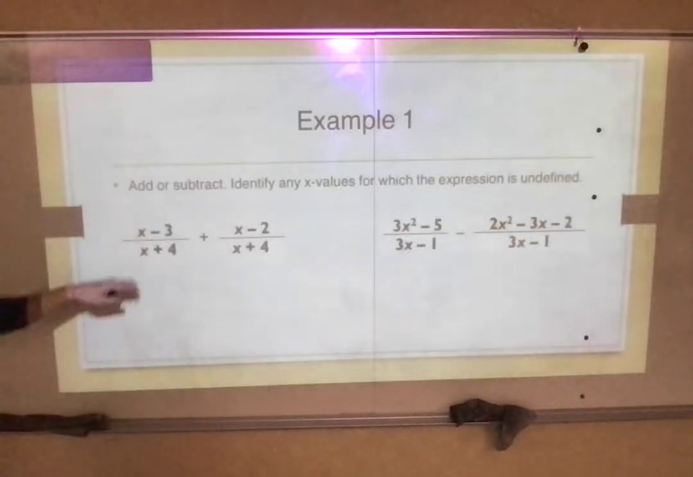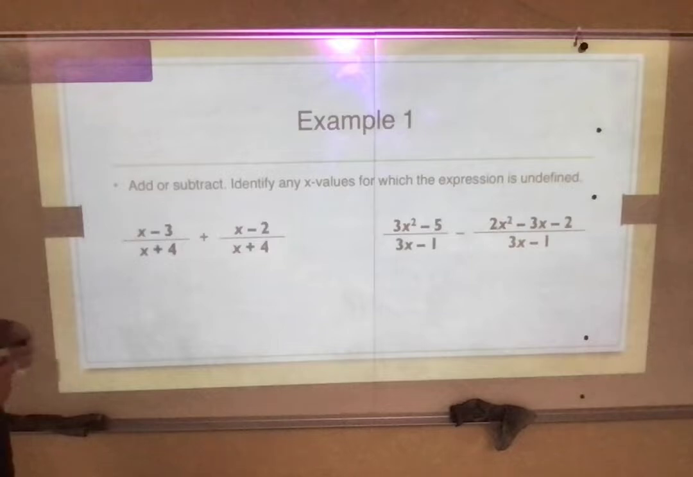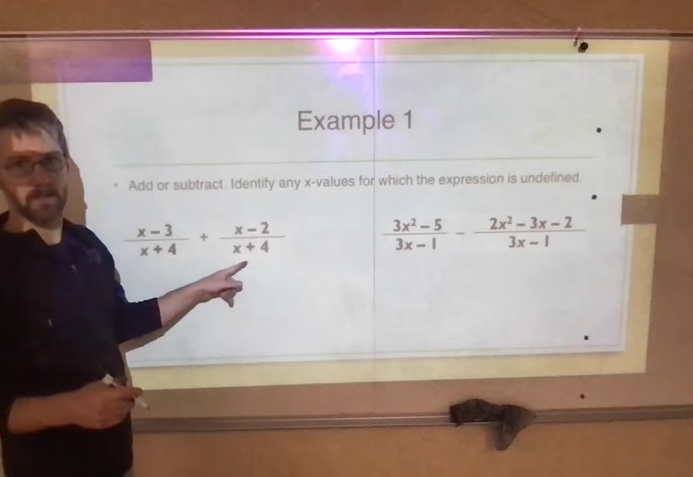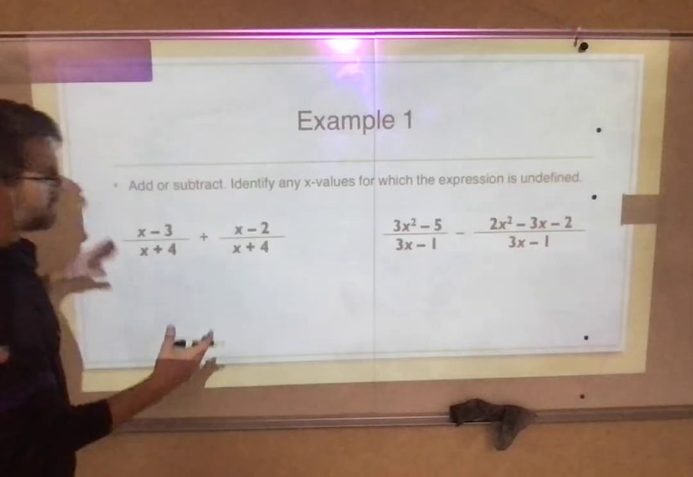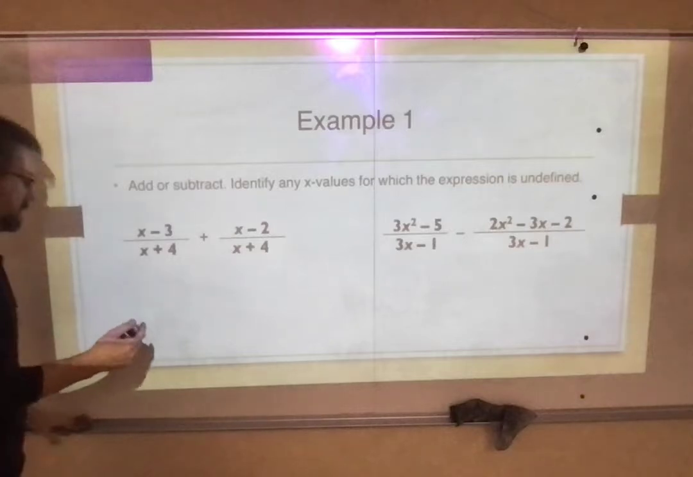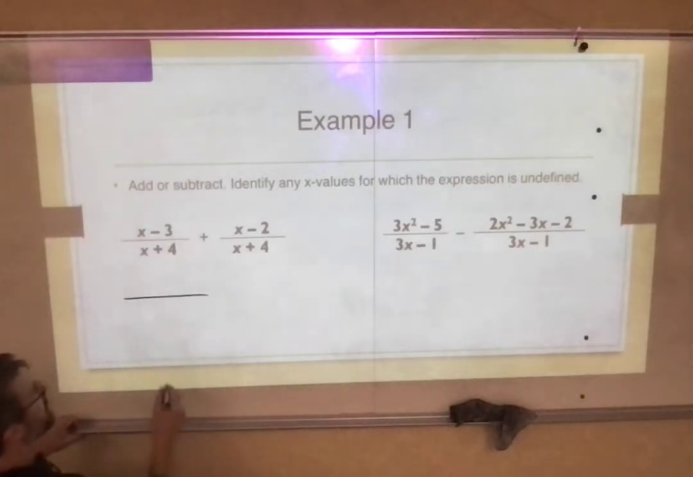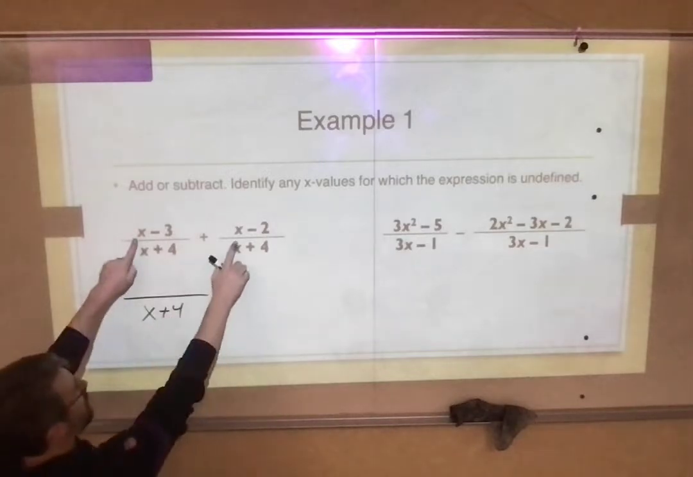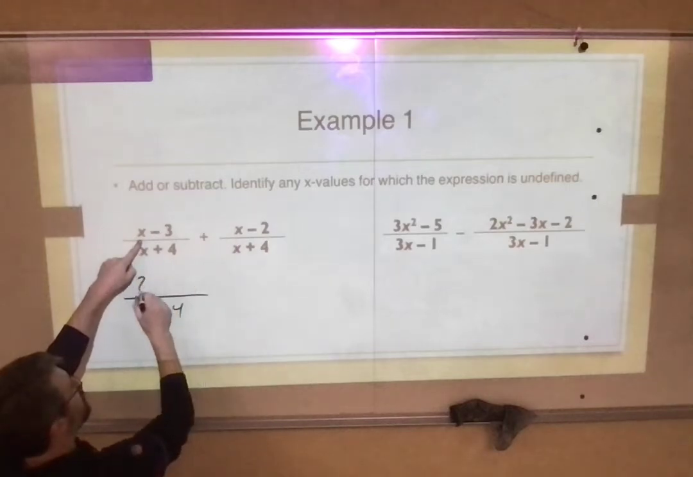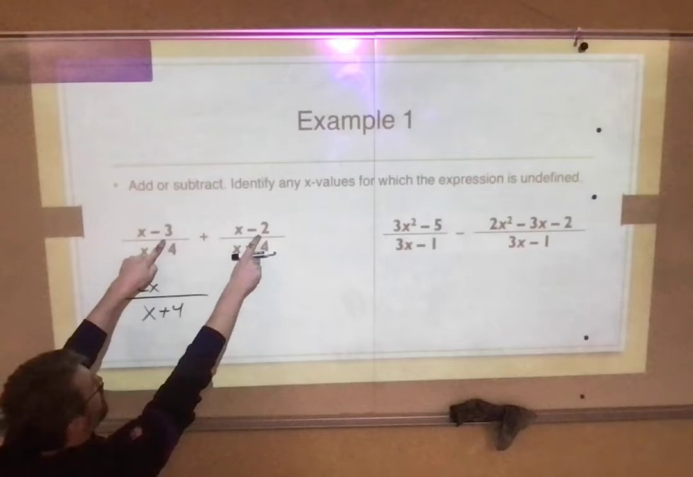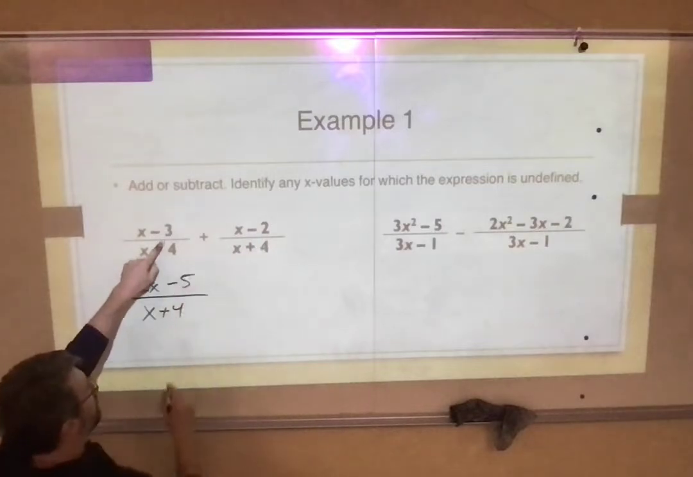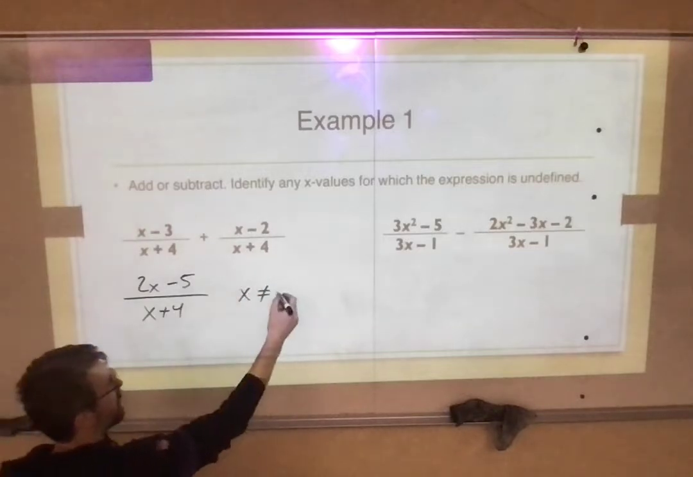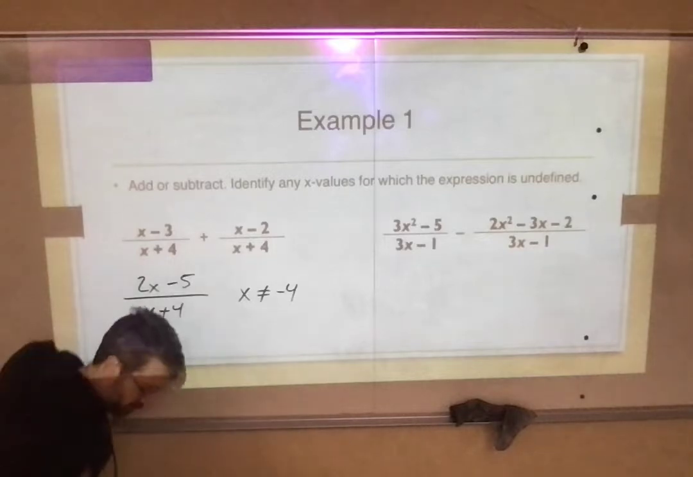All right, so our first example. Add or subtract, identify the x values for which it's undefined. With this one, the denominators are already common, right? So all I need to do there is just combine like terms, basically. So if I do that, this is going to be a fraction over the common denominator x plus 4. And now I've got x plus x, which makes 2x, and I've got -3 plus a -2, which makes a -5. And that's all it was for this one. What can't x equal? The denominator would be 0 if x were equal to -4.